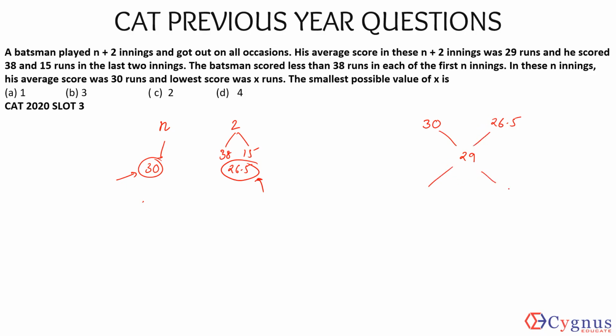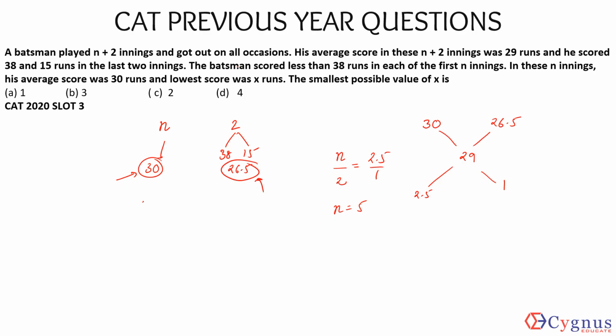When you simplify this, what do we get? 1 here, and this is going to give you 2.5. So can we say this ratio, which is N by 2, the number of matches played in the first group, N, second group played 2, must be equal to 2.5 by 1. So it shows that N is equal to 5. That means he played the first 5 matches, and after that, in the next two matches, he's going to score 38 and 15 runs respectively.